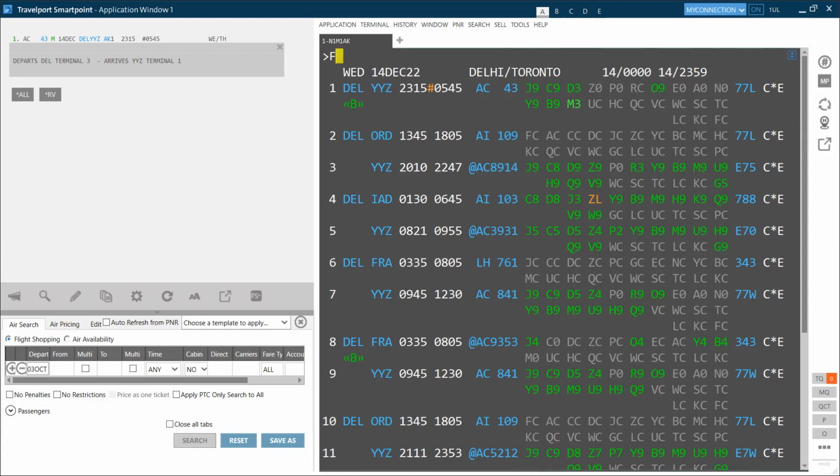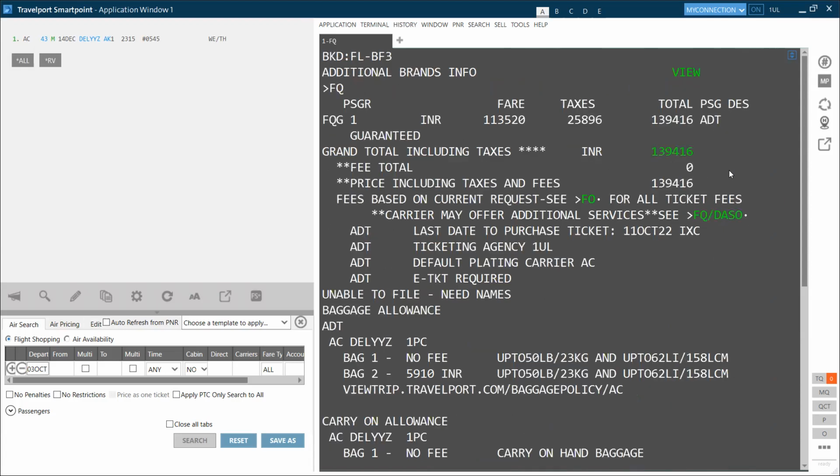Yes, makes sense. Then you do the entry of FQ. FQ stands for fare quotation. Then it is asking for a fare code. Then you will enter the fare code, okay? And the system will show the fare of 1,39,000. Is it clear to you? Yes.